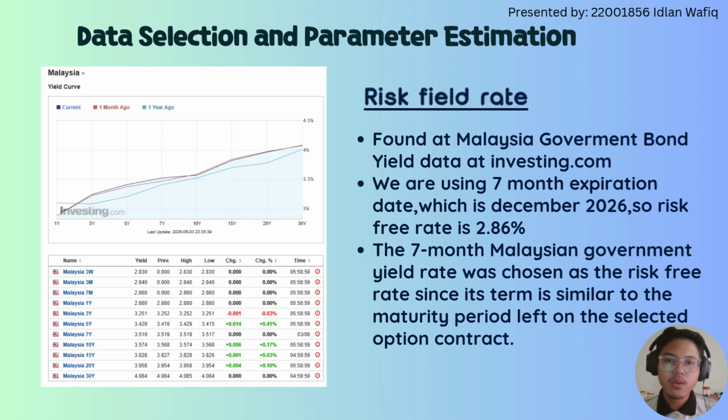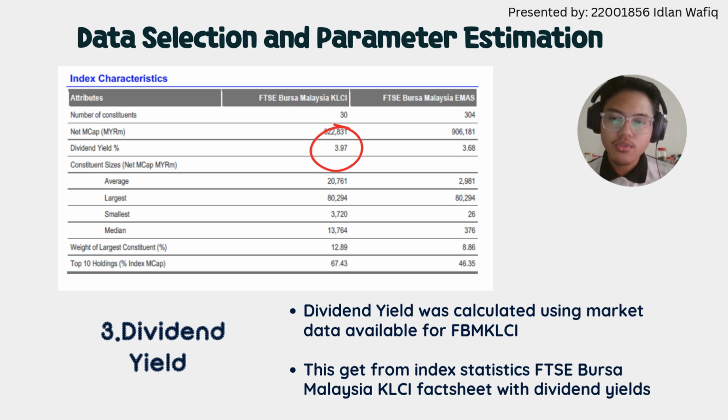Also, for the risk-free rate, we are collecting from Malaysia Government Bond Yield data at investing.com. We are using 2.86% for the 7 month expiration because our expiration date is December 2026. So we are choosing this because it's similar to the remaining maturity period on our option contract. Also, for our dividend yield, we are collecting from the FTSE Bursa Malaysia KLCI fact sheet. So we get this value, 3.97%.